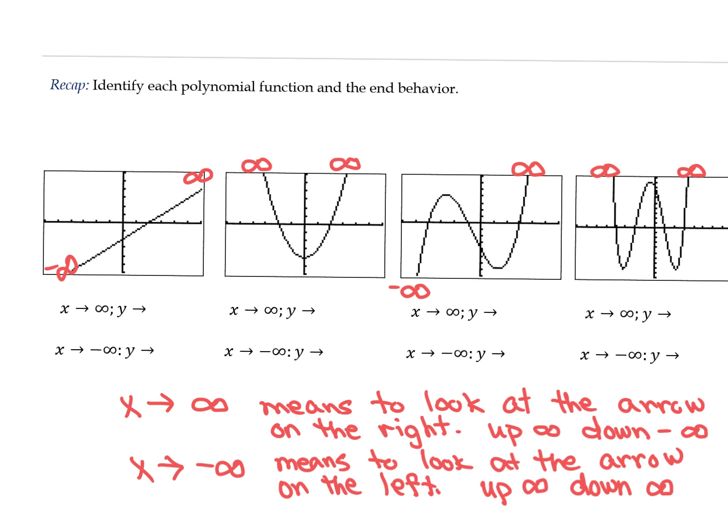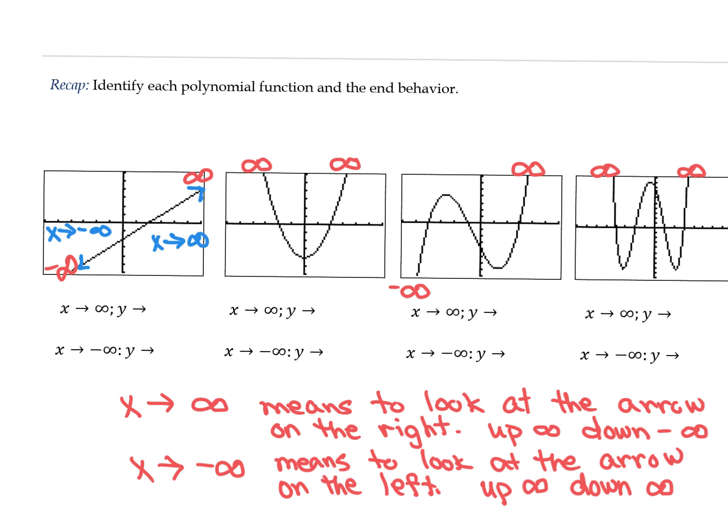I have here the arrow on the right-hand side, and this is the side that says x approaches positive infinity. The arrow is pointing up, therefore that is infinity. The left-hand side of the graph is x approaches negative infinity, and the arrow is pointing down, which means that it is going to be negative infinity. Now, what do those arrows indicate? The arrows indicate the behavior of y.